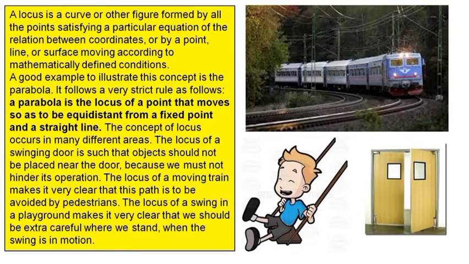The locus of a swinging door is such that objects should not be placed near the door because we must not hinder its operation. The locus of a moving train makes it very clear that this path is to be avoided by pedestrians. The locus of a swing in a playground makes it very clear that we should be extra careful where we stand when the swing is in motion.